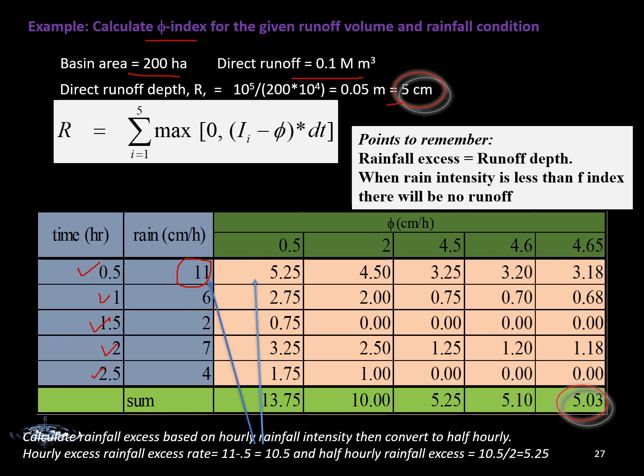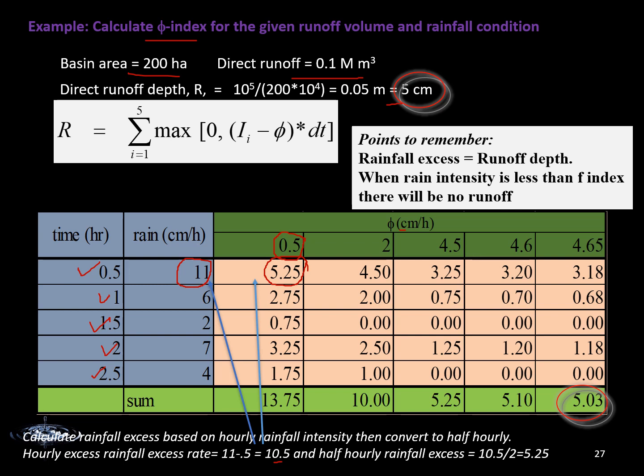And what we do now is, again, we assume the value of phi. First we assume the value of phi equals 0.5. Okay, if the value of phi is 0.5 centimeter per hour, then what will be the runoff? 11.5 minus 0.5, which is 10.5 centimeter per hour.